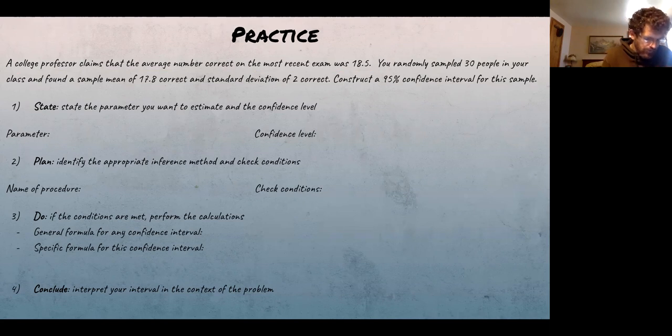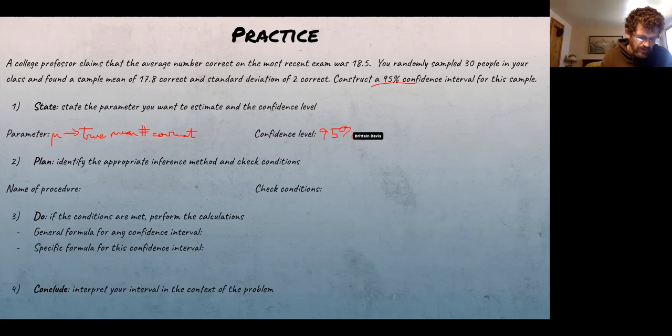So the parameter that we are looking for, we have sample means, so we're looking for the population mean. That is the parameter that we're interested in, which is the true mean number correct. All right, and I'll just call that good. Confidence level here is 95%.